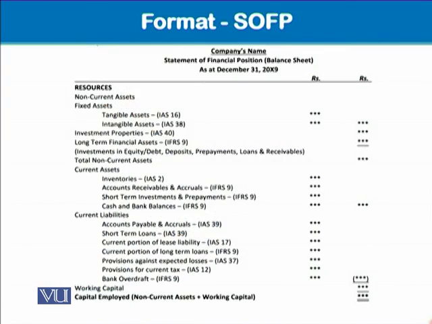Well, the format of the statement of financial position will look something like what we are presenting in this table. First are resources, which are the non-current assets. They cover fixed assets, investments in properties, long-term investments, which cover investments in equity, debt or bonds, long-term deposits, long-term prepayments, long-term loans, and long-term receivables. Okay, so we put all these non-current assets here and we get the total amount of non-current assets in the outer column.